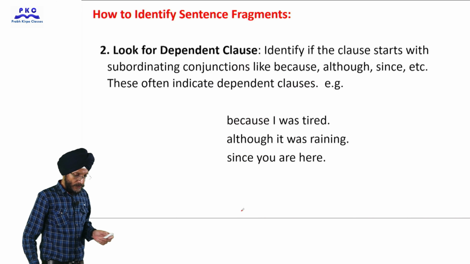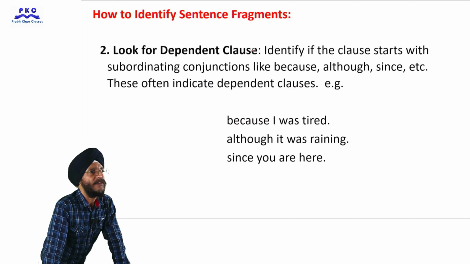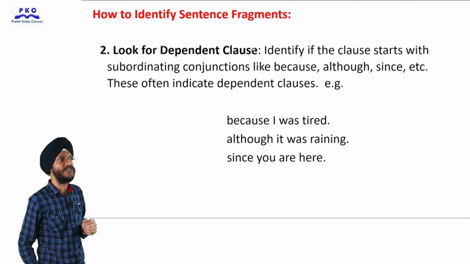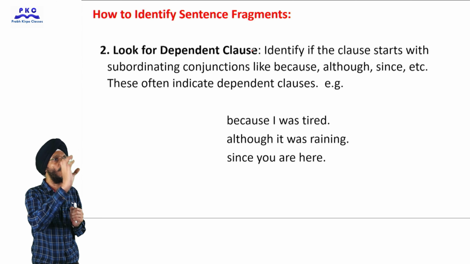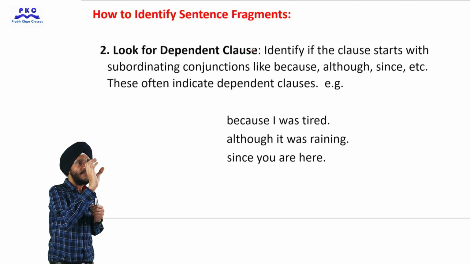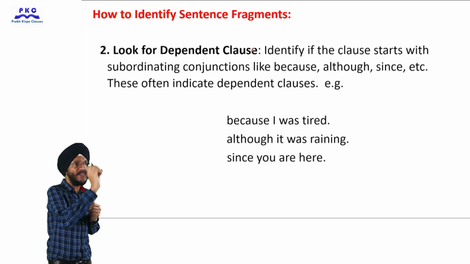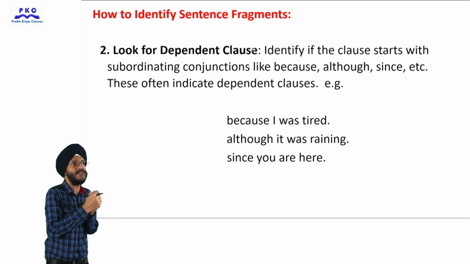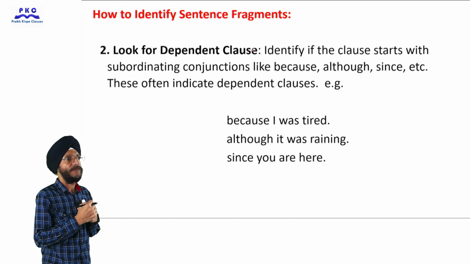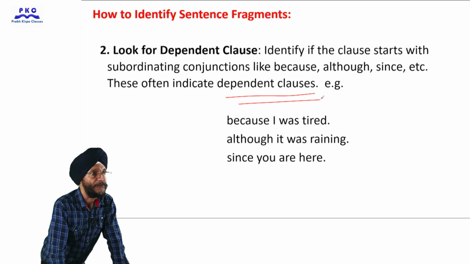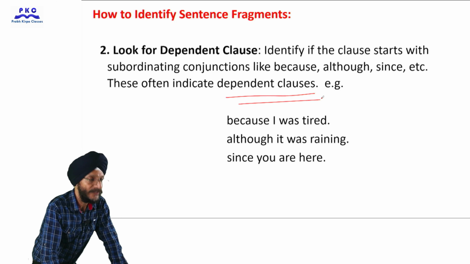Next is to look for a dependent clause. Identify the clause which starts with subordinate conjunctions like because, although, since, etc. The clauses which start with because, although, since, etc. are subordinate or dependent clauses. These often indicate dependent clauses. Here we are giving examples.